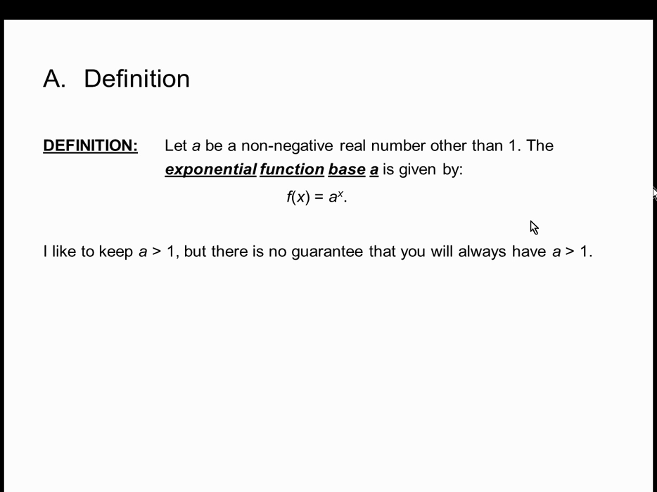Let a be a non-negative real number other than 1. The exponential function base a is given by f of x equals a to the x power. I like to keep a greater than 1, but there is no guarantee that you always have a greater than 1. So again, I like to have a bigger than 1 because we can make certain statements about it. But we need to be prepared for what happens if a is between 0 and 1. Remember, a can't be 0 and a can't be negative.